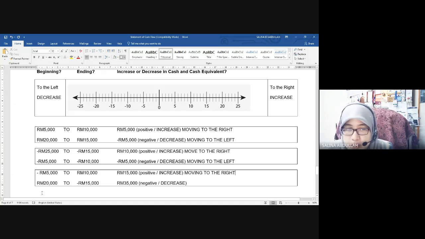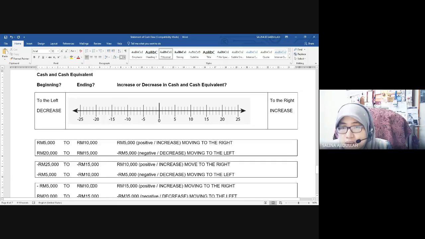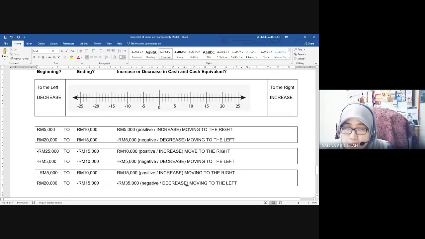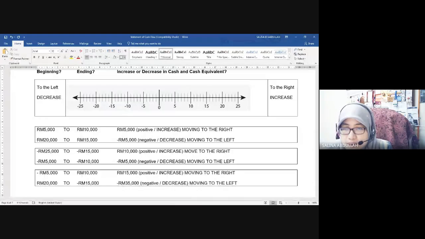And finally, the last situation, from positive to negative, definitely you know that it is moving to the left. If it is moving to the left, it shows that it is a negative. But 20,000 positive to 15,000 negative, the ending amount is not negative 5, but it is negative 35,000. Okay, so these are the situations that happen when you are comparing cash and cash equivalent at the beginning, and cash and cash equivalent at the end. I hope that you can understand this situation.